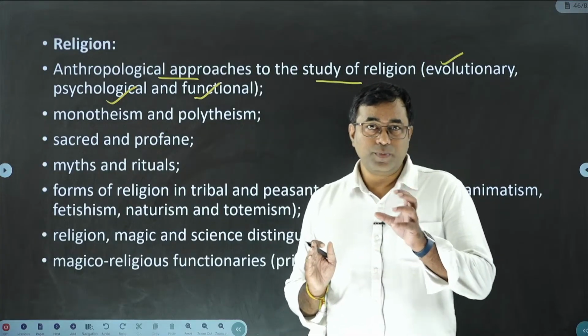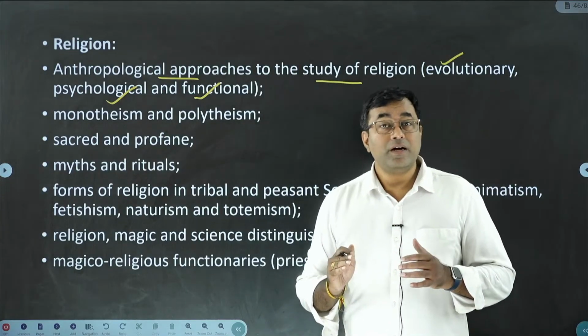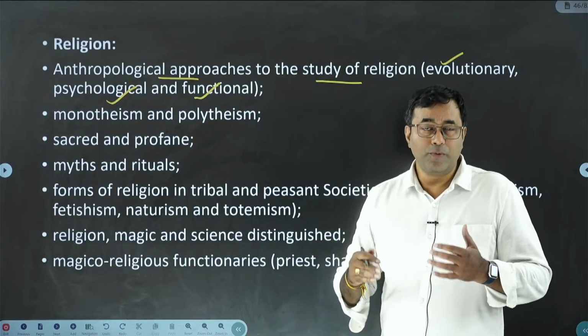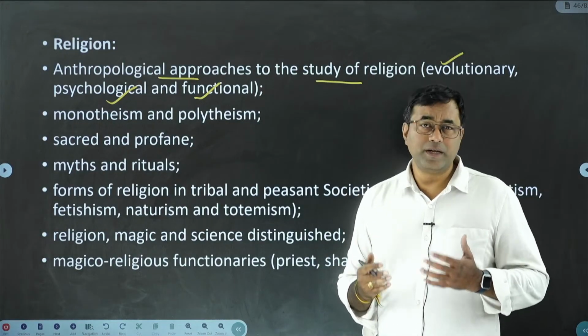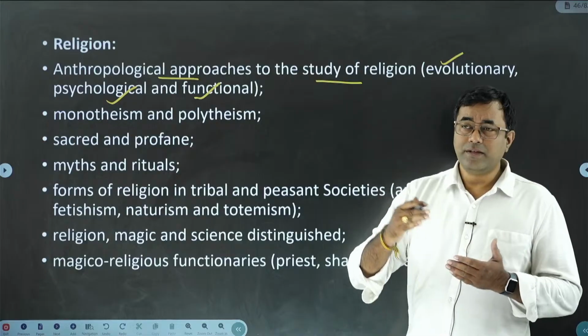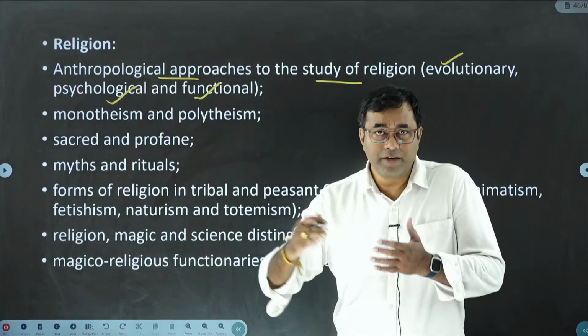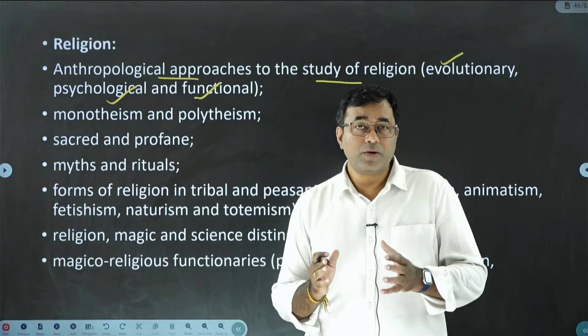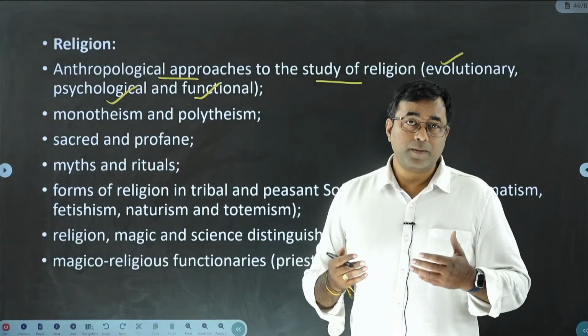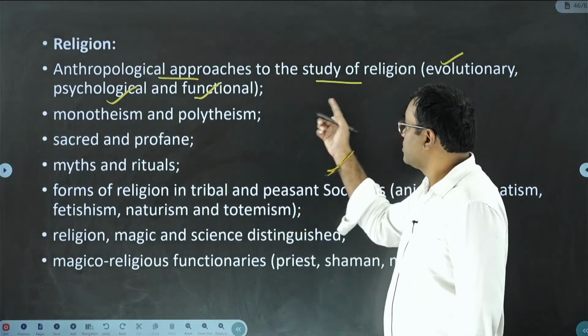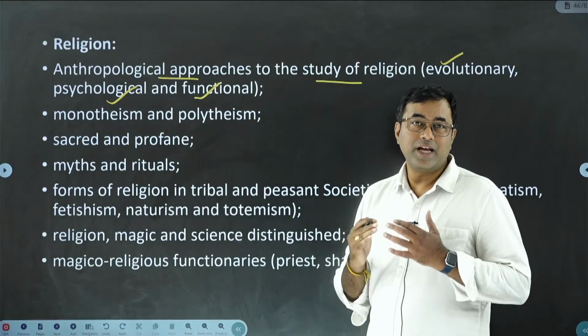So, animism is considered to be the first form of religion created by the earliest humans. That is the opinion of E.B. Taylor. After that, polytheism, and next, monotheism. This is the evolutionary process which was followed by the people according to E.B. Taylor. In that evolutionary approach, we will try to understand how the religion has been formed.